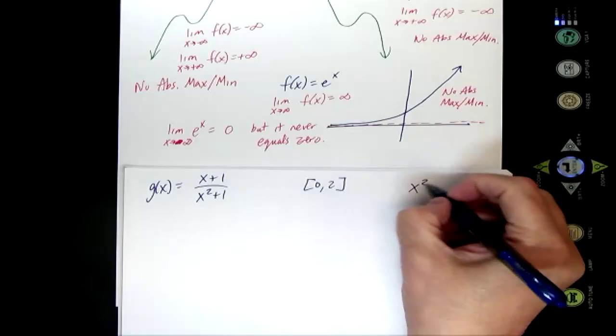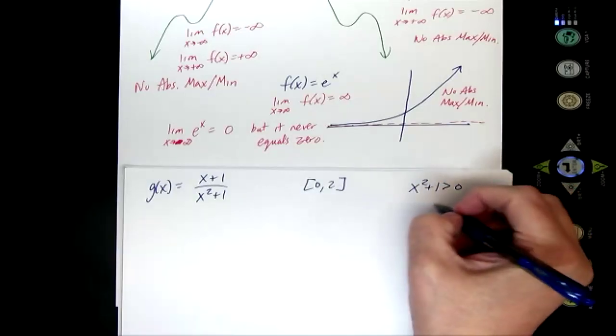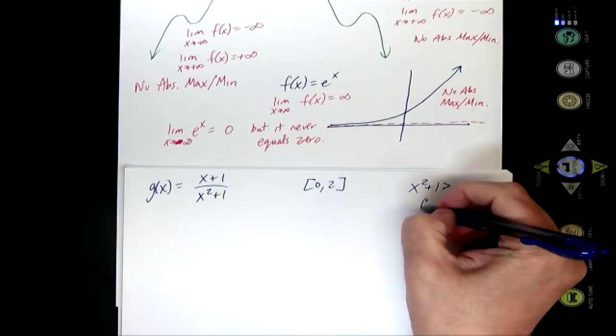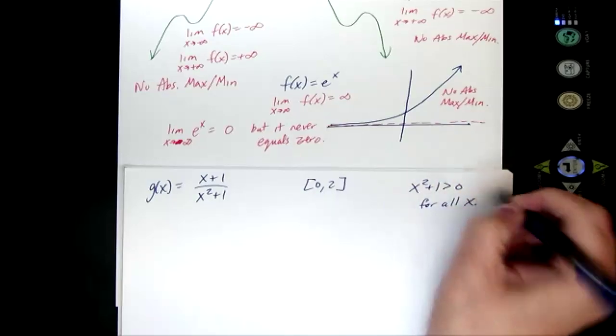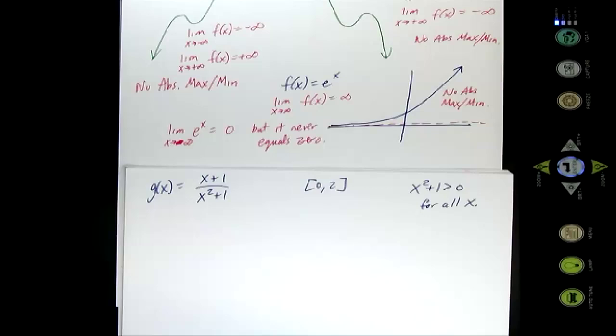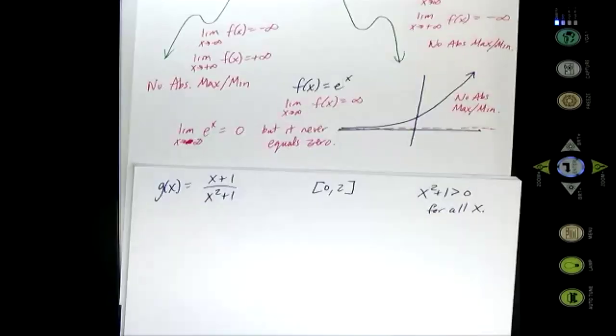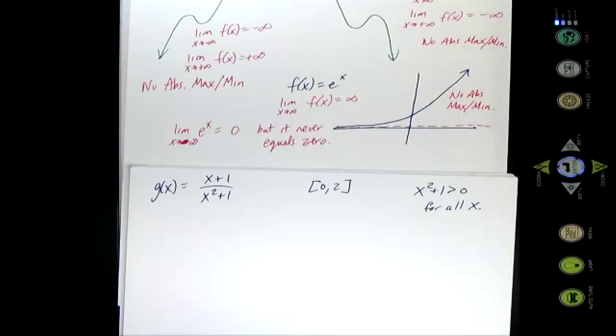X squared plus 1 is greater than 0 for all x. So we don't have any domain restrictions, other than the 0 to 2. There's no asymptotes. So this should be a continuous function.